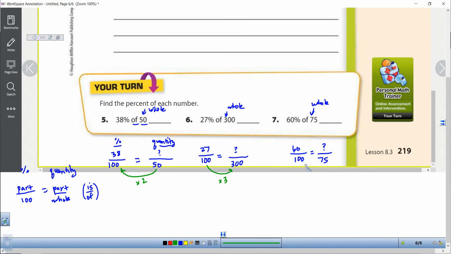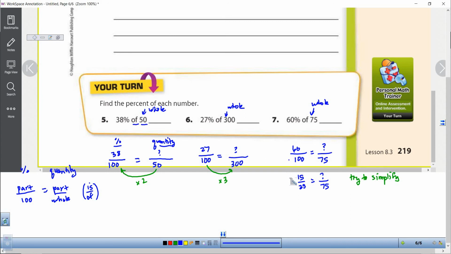And 75 does not go into 100 evenly, does it? So what do we do if it does not go in evenly? Well, one trick is to try to simplify. So I'm going to take 60 over 100, and I know that that can be simplified down. If I divide by 2, I would get 30 over 50. If I divide by 4, I'm going to get 15 over 25. So I simplified it down.